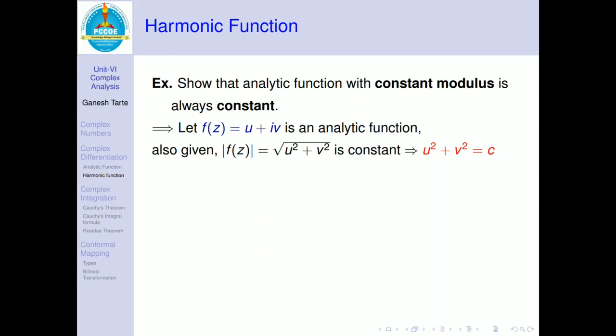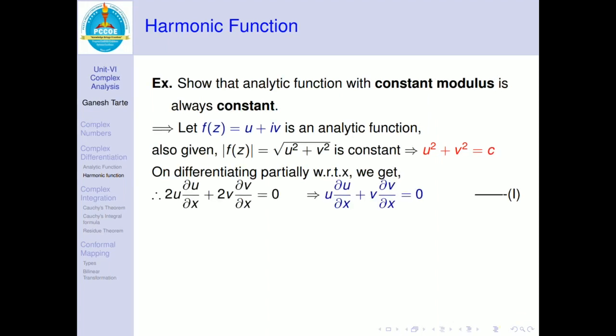So on the same line, we differentiate this red color equation with respect to x partially first. So we get 2u ∂u/∂x plus 2v ∂v/∂x is equal to 0, since the derivative of a constant term is 0. Dividing throughout by 2, we get u ∂u/∂x plus v ∂v/∂x is equal to 0. Suppose it is equation number 1.